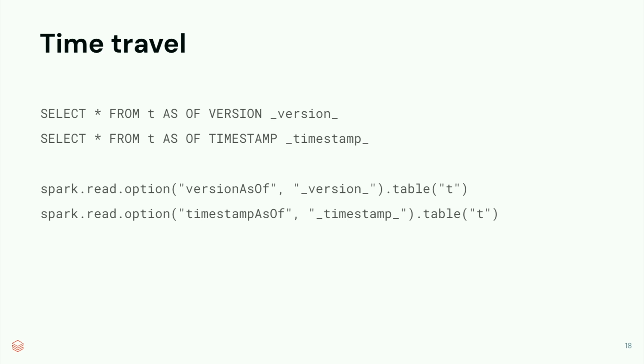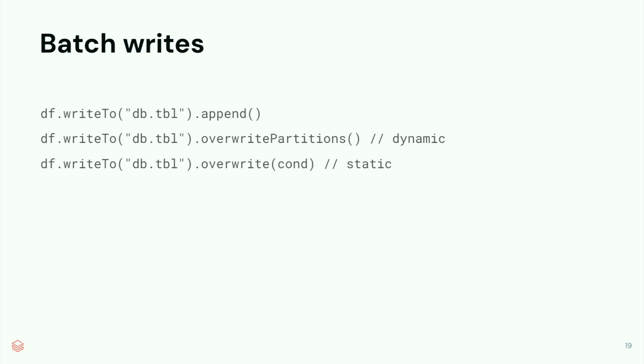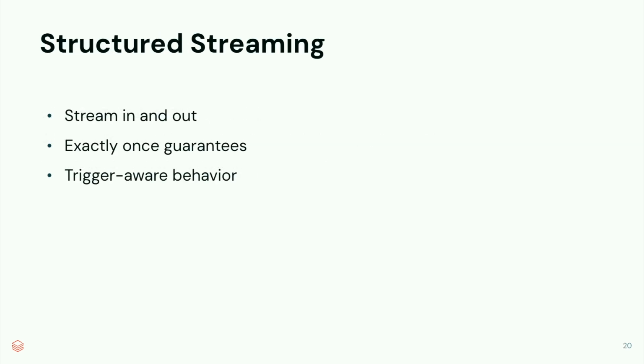DSv2 also supports time travel, so you can either specify the version of the table that you would like to query, or a timestamp that would represent a point in time as of which you would like to query the table. You have both the SQL and the dataset APIs. DSv2 supports batch appends, dynamic partition overrides, and overrides with a condition. You also have structured streaming support, so you can stream in and out of your table. Spark provides you all the tools to implement exactly-once end-to-end guarantees as well.